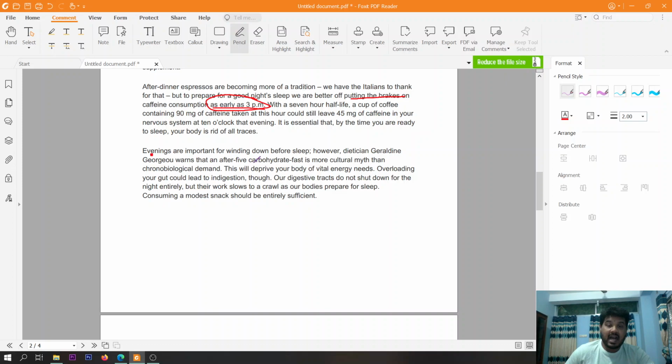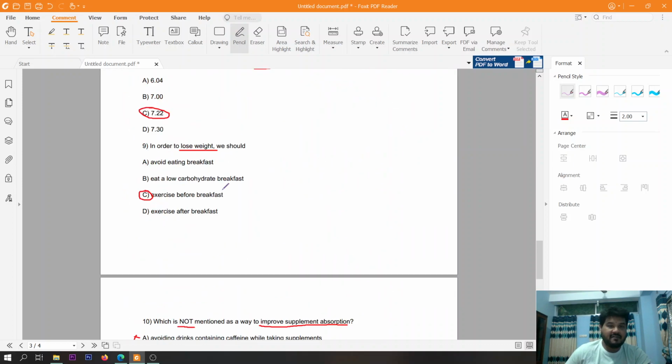warns that an after 5 carbohydrate fast is more cultural myth than a chronobiological demand. This will deprive your body of vital energy needs. Overloading your gut could lead to indigestion, though. Our digestive tracts do not shut down for the night entirely, but the work slows down to a crawl and our bodies prepare for sleep. Consuming a modest snack should be entirely sufficient. So modest snack. So we should not eat too much, or we should not completely starve ourselves. We should have a modest snack.